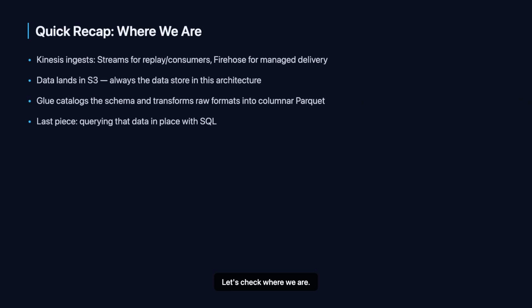Let's check where we are. Kinesis handles ingestion, streams when you need replay or multiple consumers, Firehose for hands-off managed delivery. The data lands in S3, which is always the data store in this architecture. Glue then catalogs the schema and transforms raw formats into columnar Parquet. That leaves one final piece, actually querying the data in place with SQL, and that's Athena.